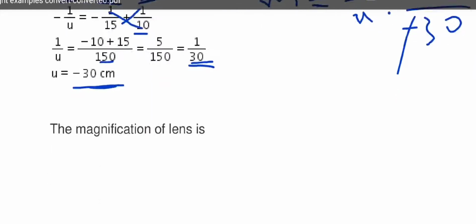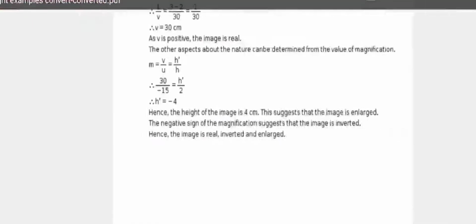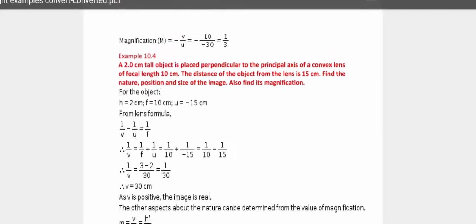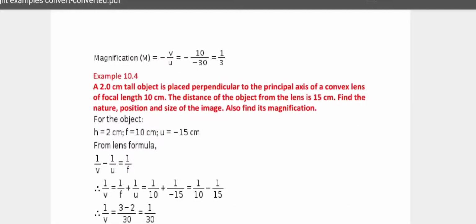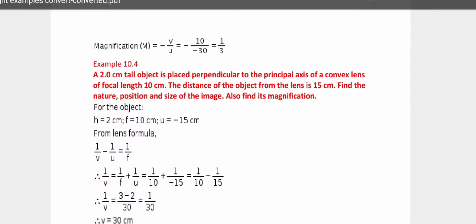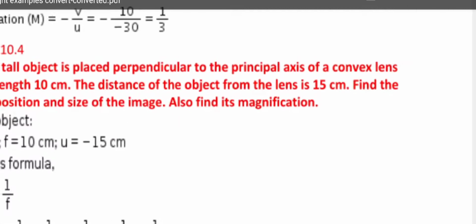1 by 3 is nothing but 0.333. Okay, so 1 by 3 is the answer. So 1 by 3 is less than 1. Since it is less than 1, m is less than 1, so we will get a diminished image. So in the case of a concave lens, whatever image we get is diminished. Okay, so next we will move on to the next problem.